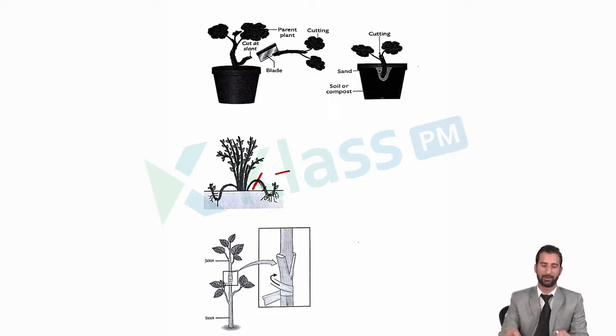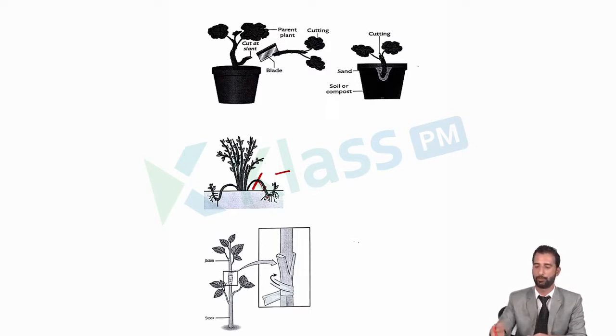In layering, a branch of the plant having a small bud with nodes is bent out and buried in moist soil. Later, when it starts developing, this branch is cut from the parent plant, and this gives rise to a complete plant. This is a method of artificial reproduction.